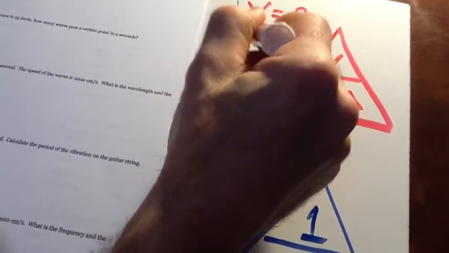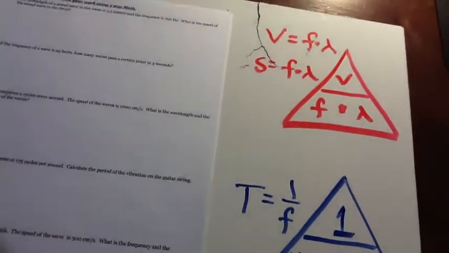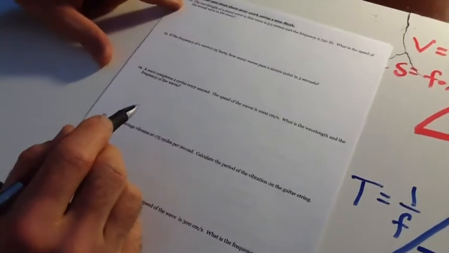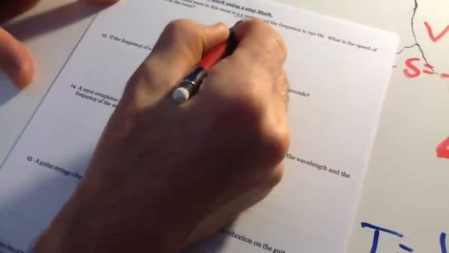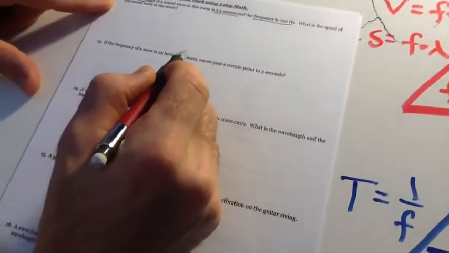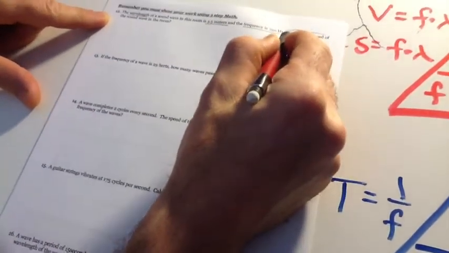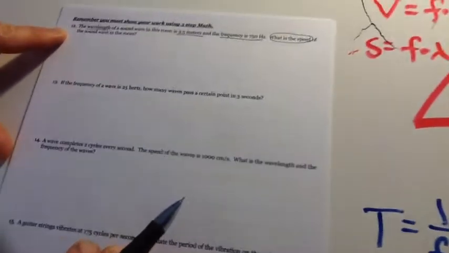Oftentimes it'll ask for speed instead of velocity, it's pretty much the same thing. Remember, velocity is just speed with a direction. Okay, so here are the problems. The wavelength of a sound wave is 3.5 meters. So again, I want you to underline what they tell you. The frequency is 750 hertz. What is the speed? And then I circle what they're asking for. So the question is, what is the speed?